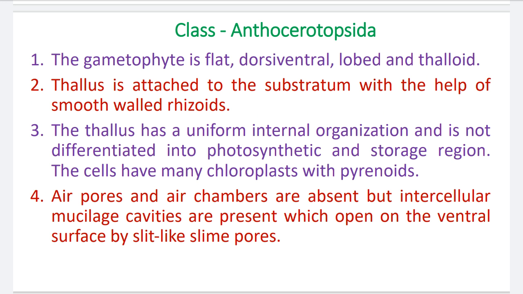Number 3, the thallus has a uniform internal organization and is not differentiated into photosynthetic and storage regions. The cells have many chloroplasts with pyrenoids. In Hepaticopsida, the thallus is internally divided into two parts, a photosynthetic region and a storage region. The photosynthetic region has photosynthetic cells with chloroplasts, and the storage region can store food material. Such differentiation of photosynthetic region and storage region is not present in the Anthocerotopsida. All cells are alike, all cells are similar in structure.